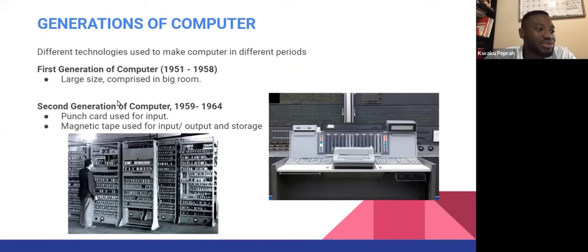And the second generation of computer was built between 1959 and 1964. It had punch cards used for inputs and mechanical tapes used for inputs, outputs, and storage. So it was pretty great. As you can see, it went from this huge instrument to a very small one, relatively, compared to this one.